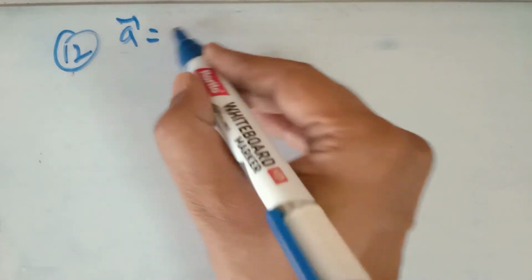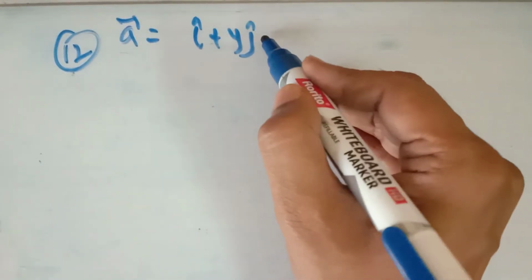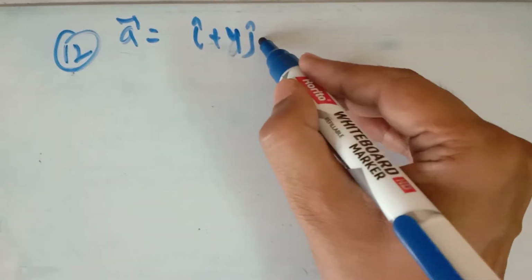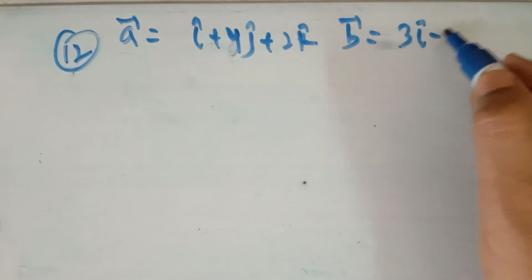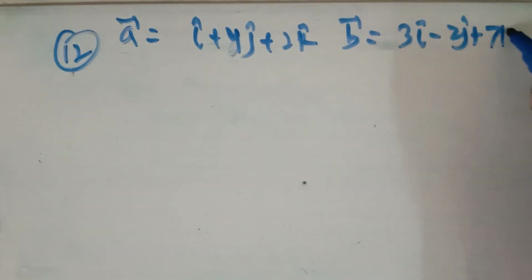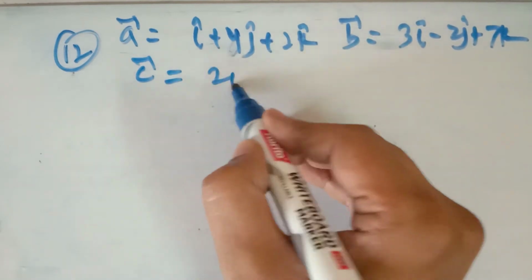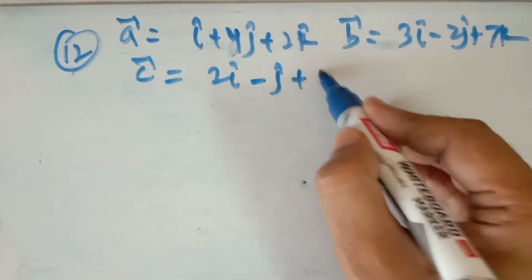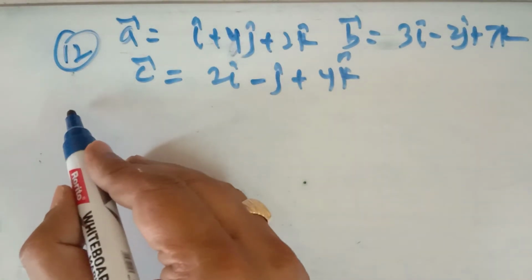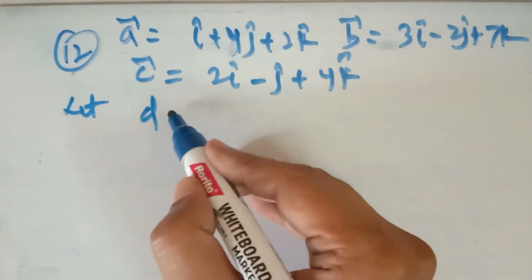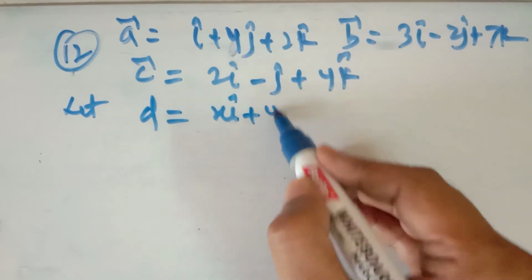Now in question number 12, let A, B, C be three vectors. Vector A is given as i plus 4j plus 2k. Vector B is given as 3i minus 2j plus 7k, and vector C is given as 2i minus j plus 4k. These are the three vectors given. You have to find the vector D which is perpendicular to each of the vectors A and B, and D dot C is given. So D is equal to xi plus yj plus zk.